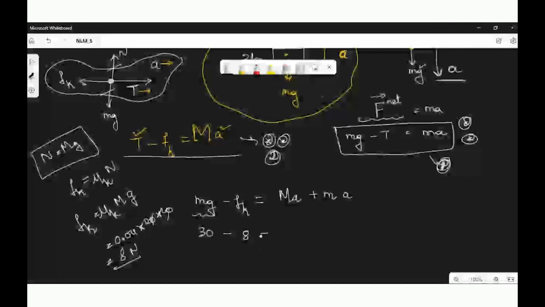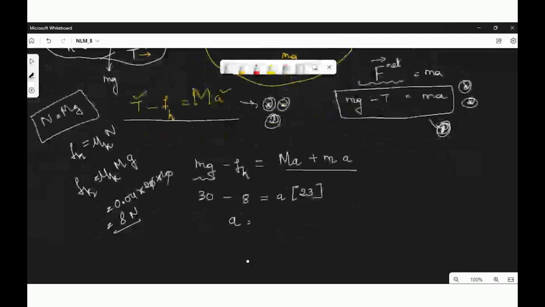30 minus 8 equals Ma. I can write a outside. Capital M plus small m, how much is it? Capital M is 20, plus 3, that is 23. Only mass, no? Now you will get your acceleration here. 30 minus 8 is 22, divided by 23. This is something less than 1, around 0.95. That is your acceleration, correct? Fine, 0.95.